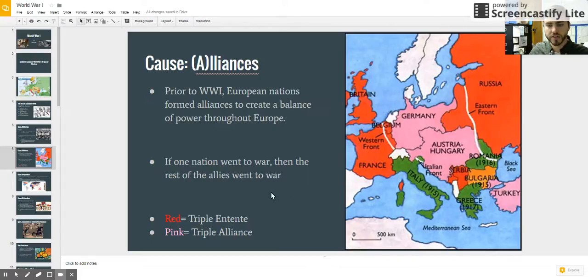And what you notice here is that you have France, Britain, and Russia, along with Serbia to a lesser extent, all being allies during this time period. And they had that agreement with one another. On the other hand, you had Germany, Austria-Hungary, and the Ottoman Empire would form their own alliance. And what we're going to notice here in a second is that that's going to cause a problem, because if one of them goes to war, it's going to end up all of them are going to war. And that's one of the big reasons as to why.